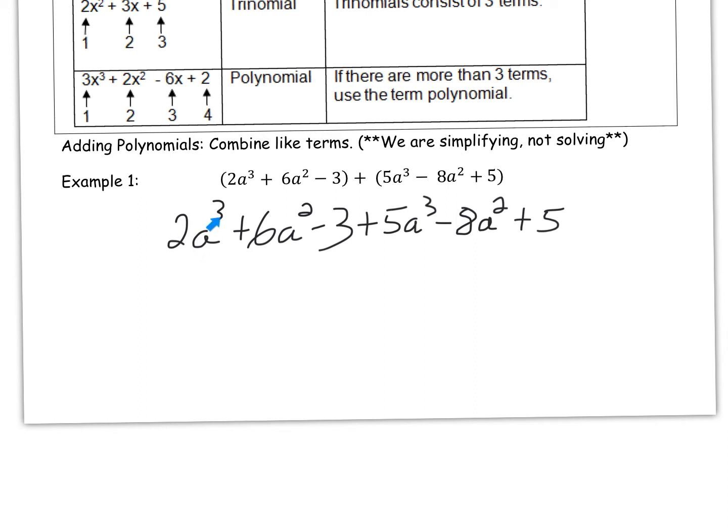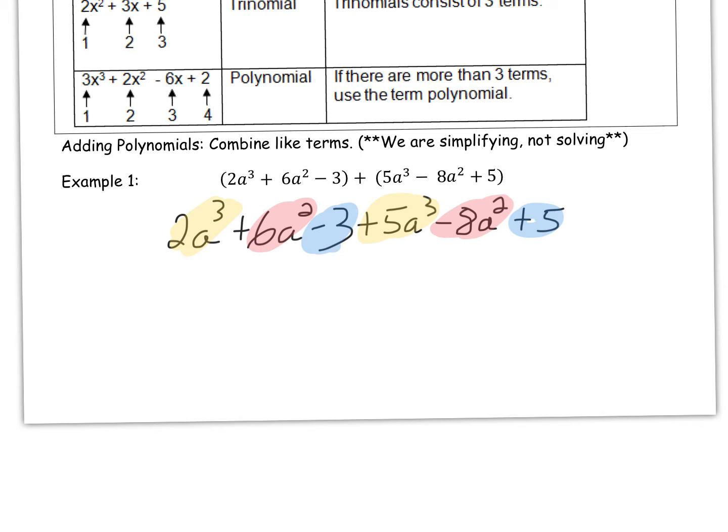So I see an a to the third here and an a to the third here. So those are going to be like terms. So we have a 2a cubed and a positive 5a cubed. Now we also have some a squared. So we have a 6a squared and a minus 8a squared. And then finally this last one here, we have the minus 3 and the plus 5. So we're going to combine those exactly as they tell us.